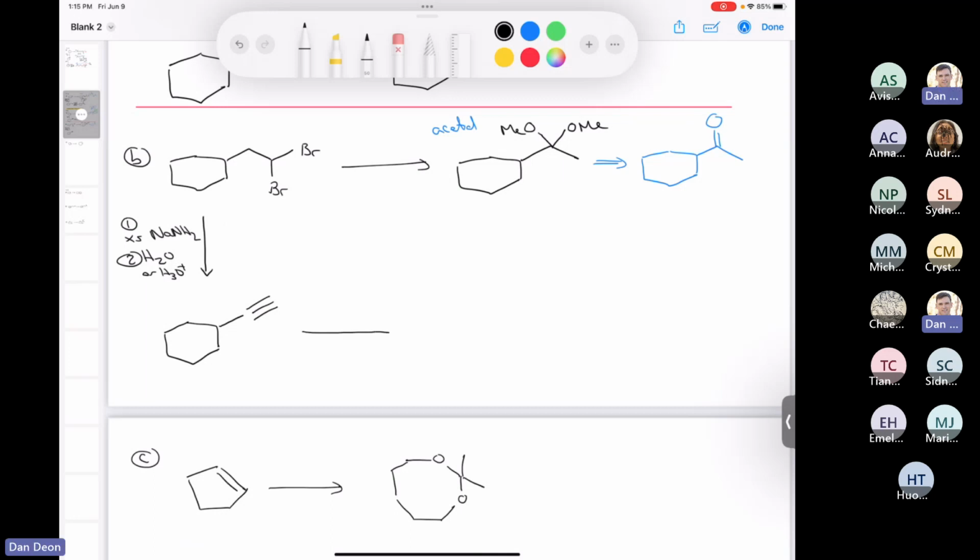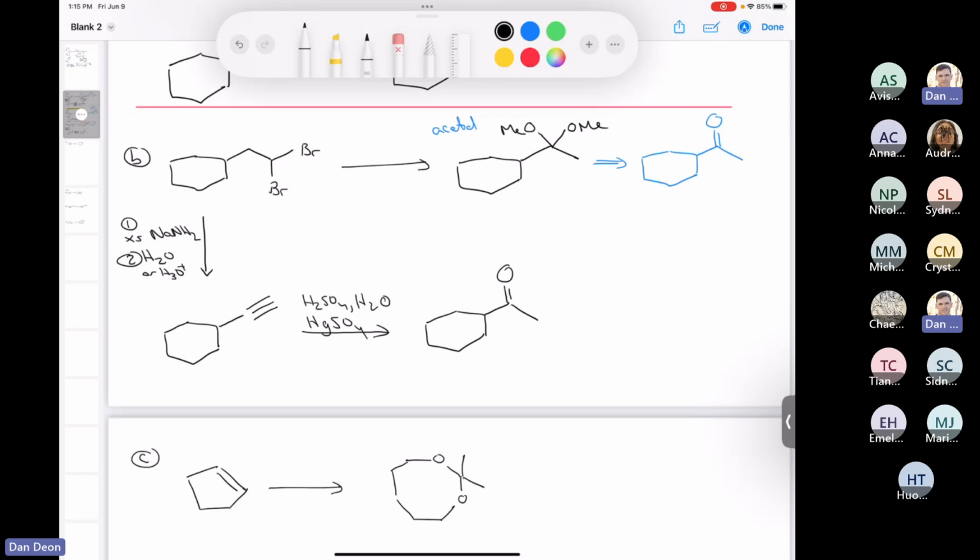Now, if you're really astute with your reactions, you would know that you can go from a terminal alkyne to a methyl ketone in one step. Does anybody, thanks Nicole, perfect. Does anybody remember the reagent that you need here? It's sulfuric acid, water, and there's one special one. Yes, exactly. Perfect. You guys are faster than me, right? It's sulfuric acid, water, and like Audrey said, it's mercuric sulfate. That's what spruces up the reaction and gives you the methyl ketone.